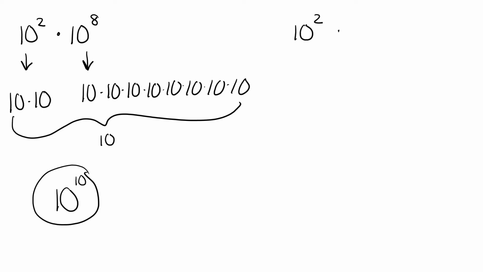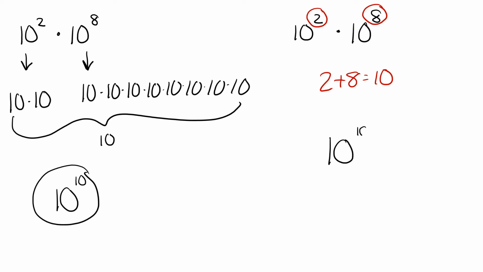If we wanted to use the shortcut, we would take our original problem. We are multiplying, so we would add the two exponents together. 2 plus 8 which is 10. The base number 10 stays the same, and then we have our new exponent 10.